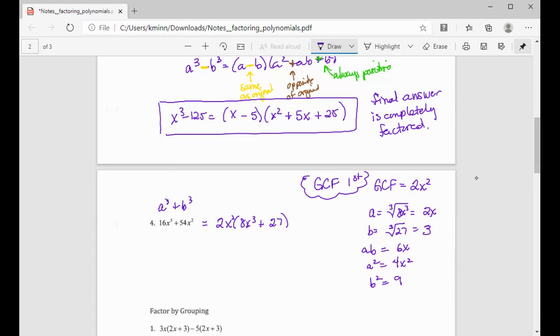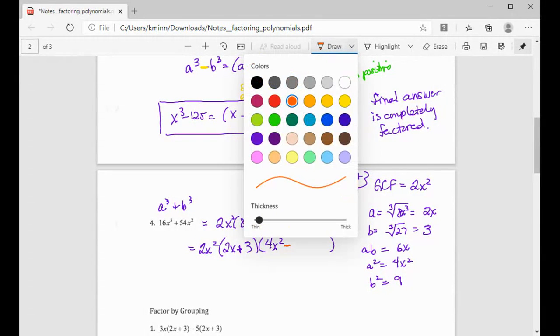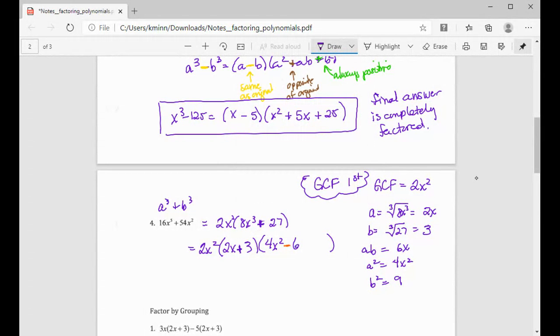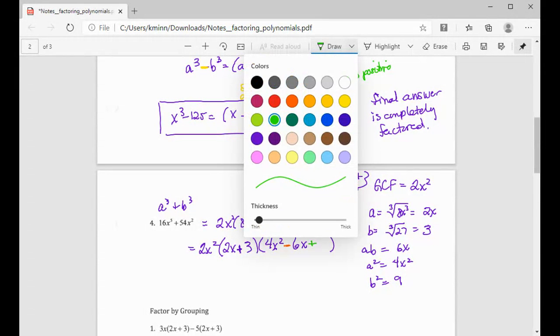Now that we have all that information, we'll come back to here. 2x squared as our GCF needs to stay outside. We're going to leave that there. And now we have a plus b. Our a is 2x, and we're adding to that 3. Right? These signs are the same as the original. Next, we're going to take our a squared, but now we are going to subtract, right, our opposite sign. We're going to subtract our a times b, which is 6x. And then finally, always, always, always adding in the end, we are going to add our b squared, which is 9.